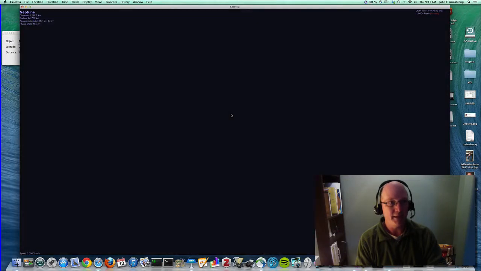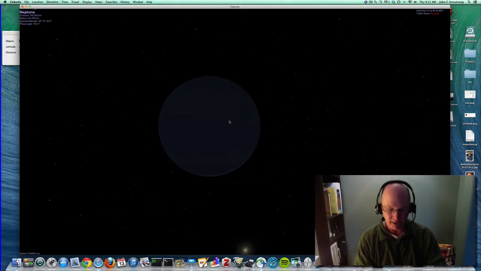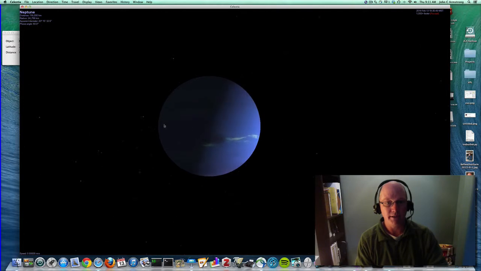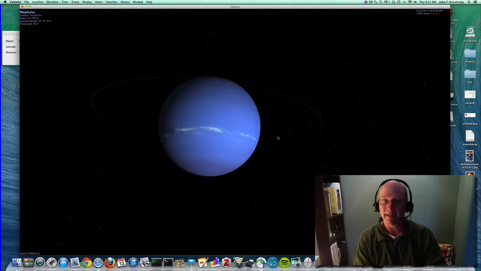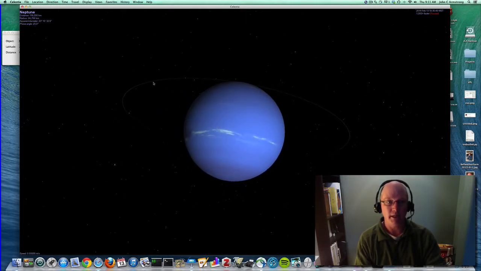But it is kind of a hybrid between a gas giant and an Earth-like planet. So here's what Neptune looks like. Neptune is blue because it has a lot of methane in its atmosphere that absorbs all the red light, and so all we really see is the reflected blue light.